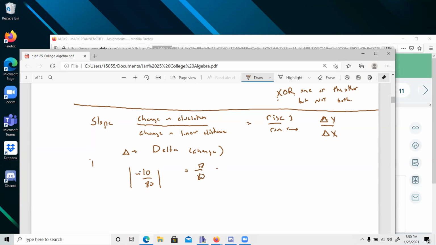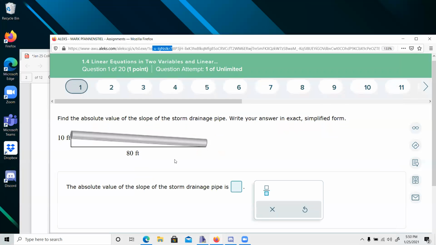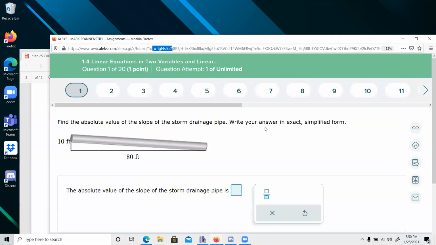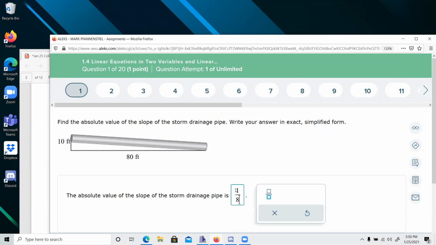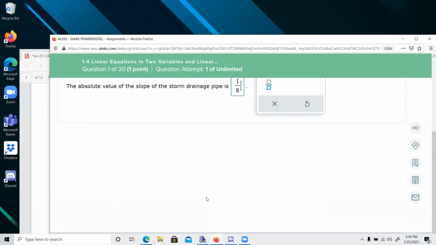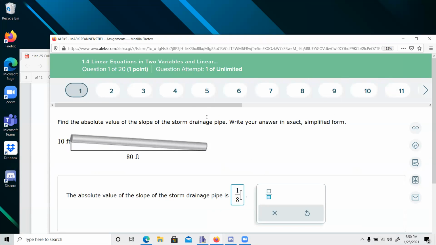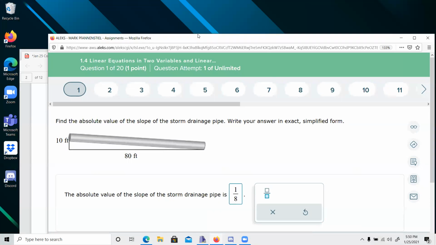They probably don't want that. They probably want 1/8, to cancel that out. I don't think they want 0.125. Oh, write your answer in exact simplified form. Let's see if they take an eighth. Maybe they don't want an eighth. Maybe they do want 0.125. No, they're going to make me check or something. Oh, okay, there we go. Check.